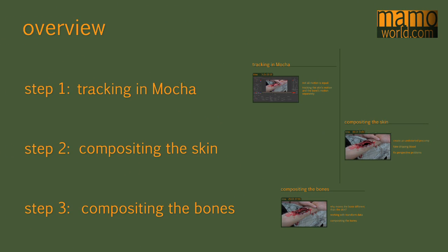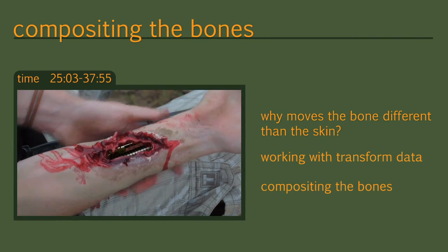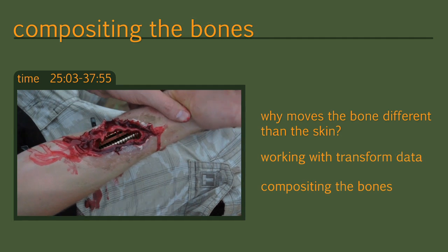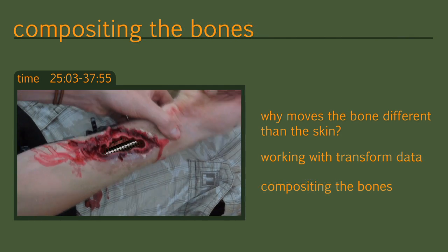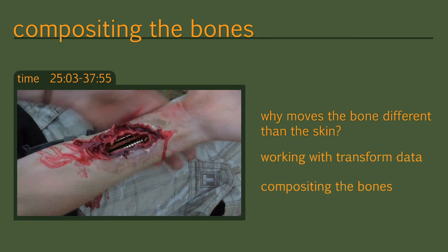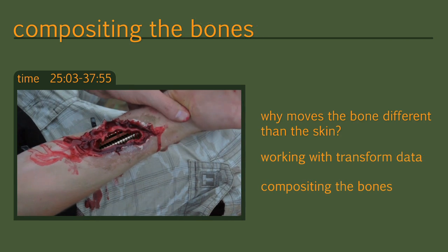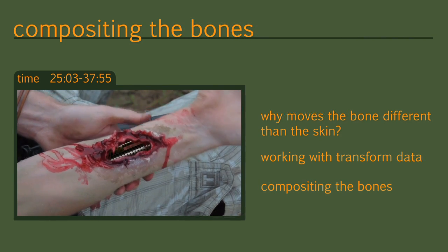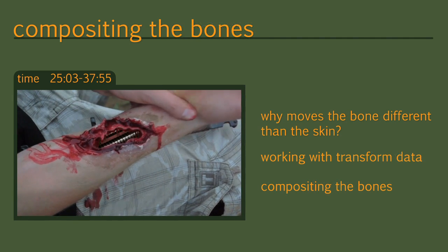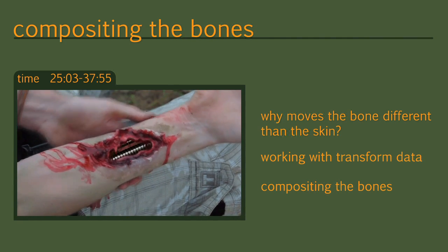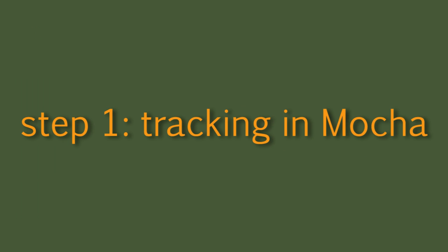Finally, in the third step we are going to composite the bones behind our wound. In order to do that, you will first learn why it was necessary in the first step to track the movement for the bones and the skin differently. Then you will learn how to use transform data to move the bones appropriately. Finally, the necessary color correction and other adjustments are shown. But now let's start with part 1 and tracking in Mocha.